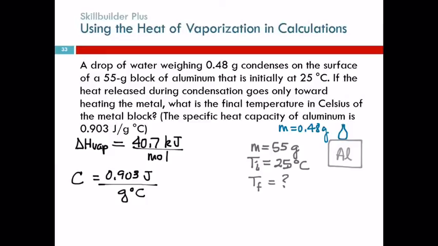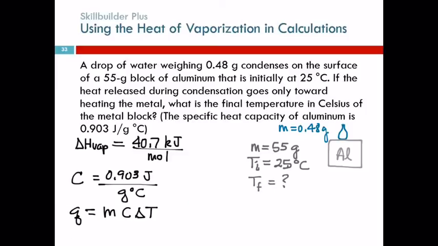As the water condenses, it gives off energy. And they're saying that all of that energy is going to go towards heating the aluminum block. Well, we had an equation for that, didn't we? Q equals mcΔT. So we know what the m is. We know what the c is. Delta T is related to what we're trying to find.